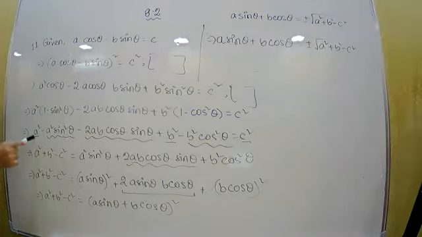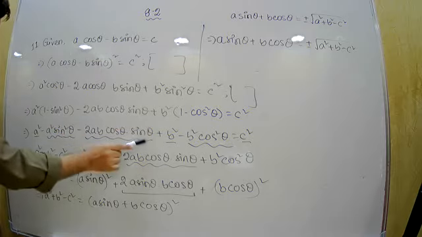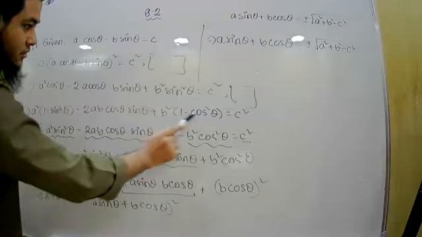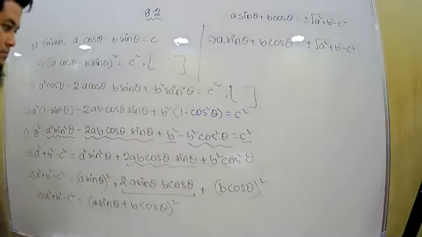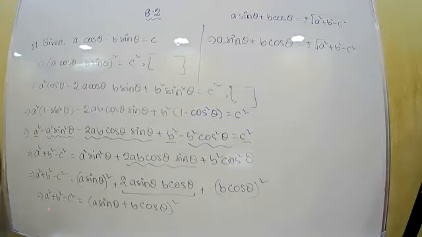A square into 1, A square into sin square theta, A square sin square theta. Then minus 2AB cos theta sin theta, it is the same as it is. Then B square into 1, it is B square into cos square theta, B square cos square theta. The next line also? No, sir. Okay. So we can move to problem number 12.